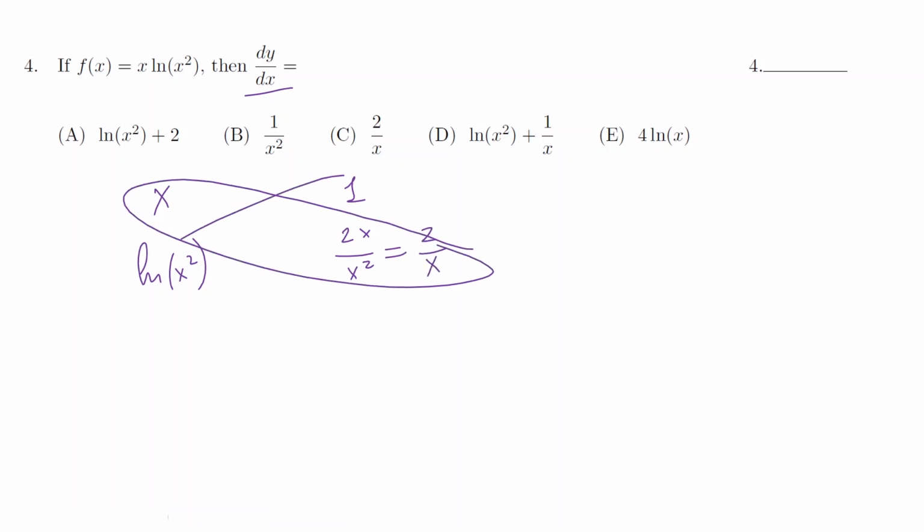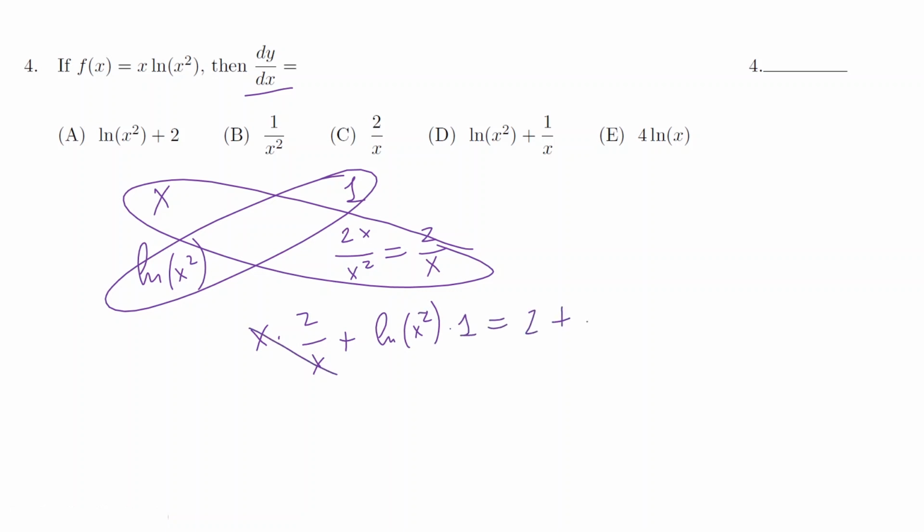And I'm just multiplying these guys out. So this is x times 2 over x plus ln of x squared times 1. So therefore, I'm just going to cancel that. So just 2 plus ln of x squared. And the answer is A.